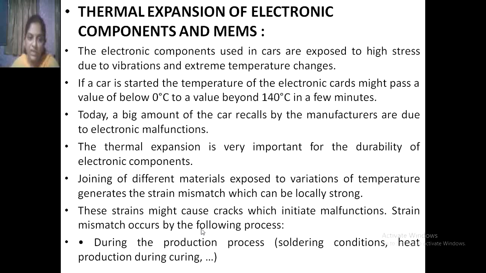If a car is started, the temperature of the electronic car might pass from a value below 0 degrees Celsius to a value beyond 140 degrees Celsius in a few minutes.